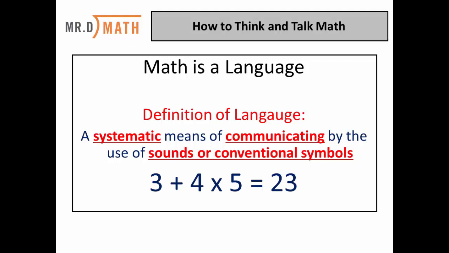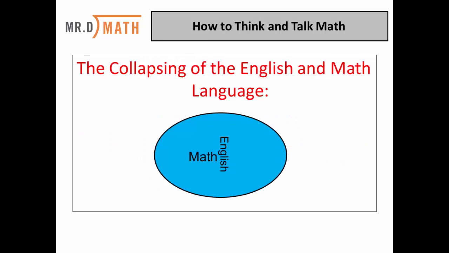Now that we've determined that math is a language, I hope you'll agree with me, knowing that the definition of a language is that we have a system, we can communicate, and we're using sounds or conventional symbols. So here we go. Let's keep looking at the idea of what I say is the collapsing of the English and math language. What I mean by that is, because you might be an English-speaking person as your native language, we've taken that English language and stuck it in the math language because your math coursework is actually written using English words. But that doesn't mean it belongs there. We've actually stuck them together. So we're going to uncollapse that.